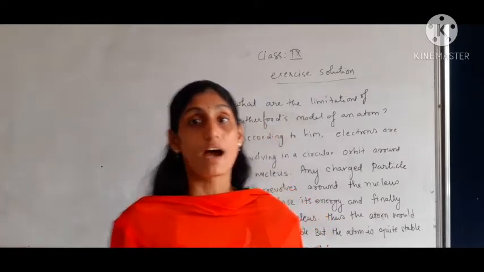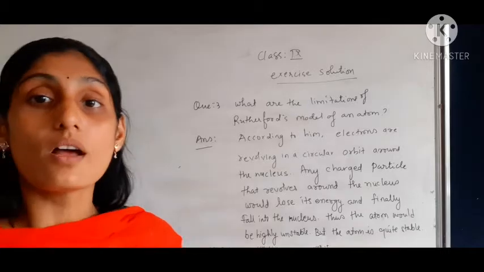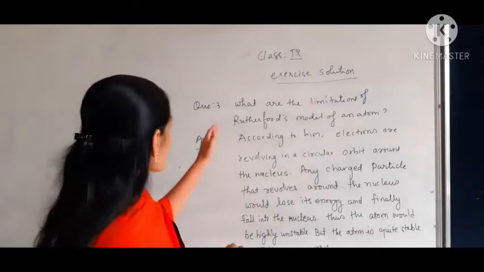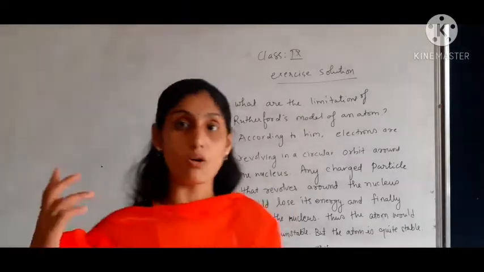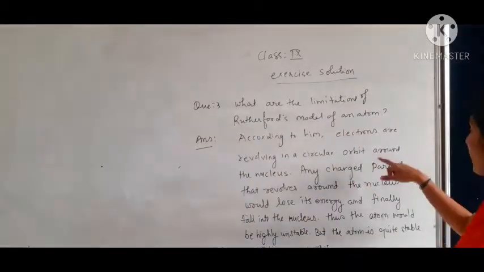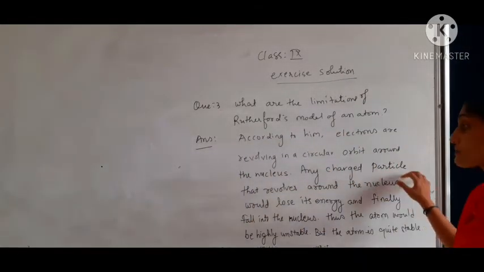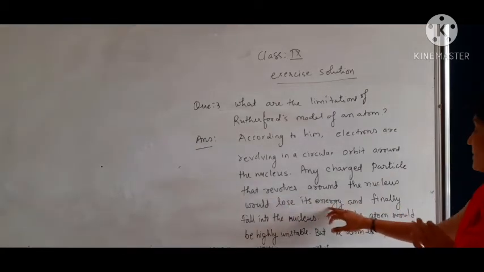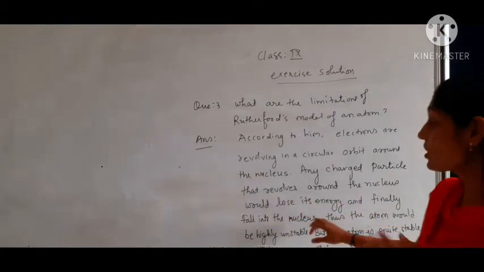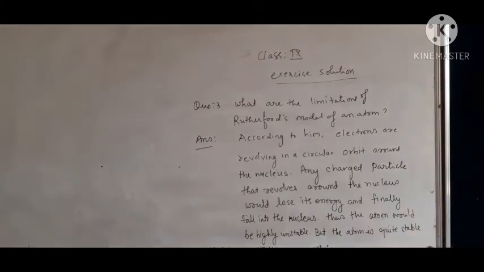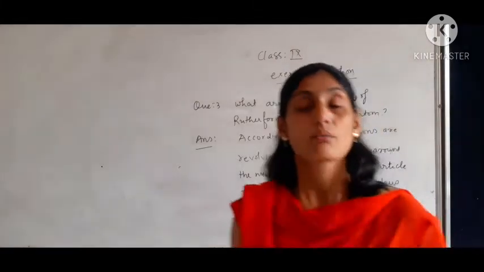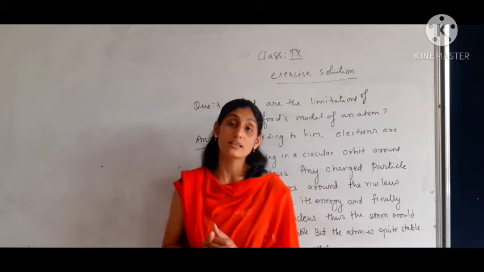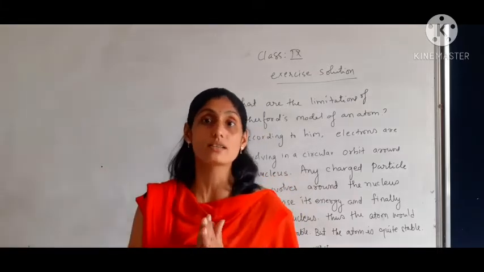So this is the answer which I have just written on the board: according to Rutherford, electrons revolve in a circular orbit, or we can say a circular path, around the nucleus. Any charged particle, that means electrons revolving around the nucleus, would lose its energy and finally fall into the nucleus. When they fall into the nucleus, they are going to become highly unstable. But what we have learned is that atoms are quite stable. So it is about what?